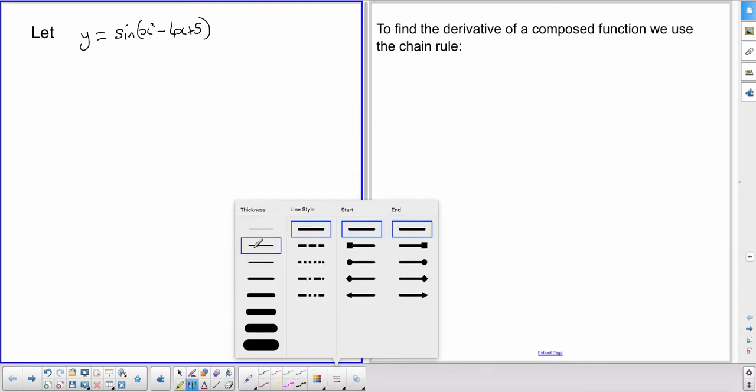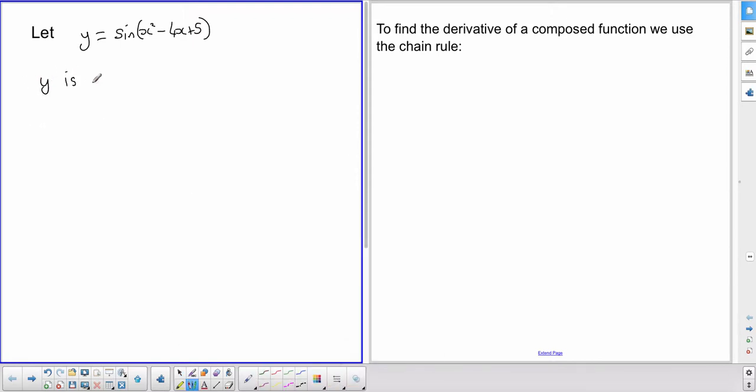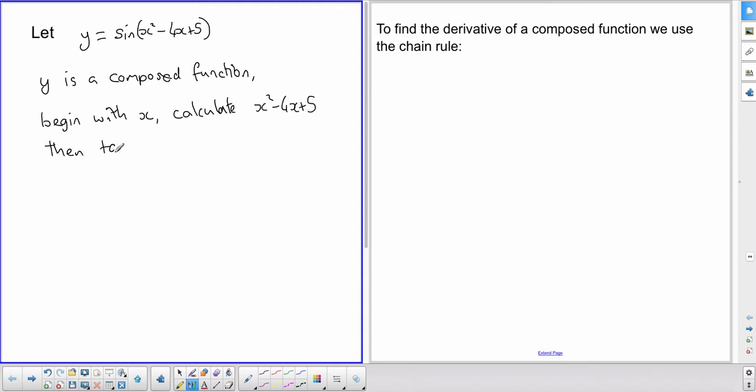In this video we're going to look at some integration of a composed function. The formal way is to use a technique called change of variable or by substitution. Here we're going to use an informal way. So here we have a function y equals sine of x squared minus 4x plus 5. We see it's a composed function.